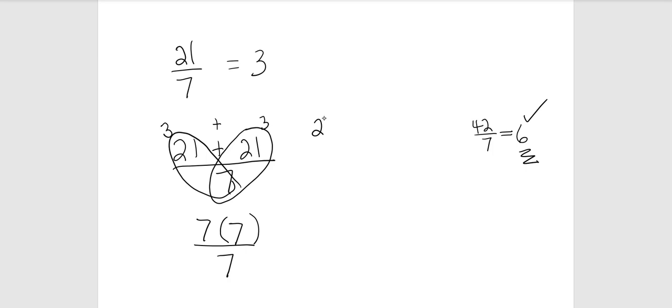So again, let's look at that a little closer. 21 plus 21 divided by 7 is the same thing as 21 divided by 7 plus 21 divided by 7. I have to make sure I divide every term by 7.